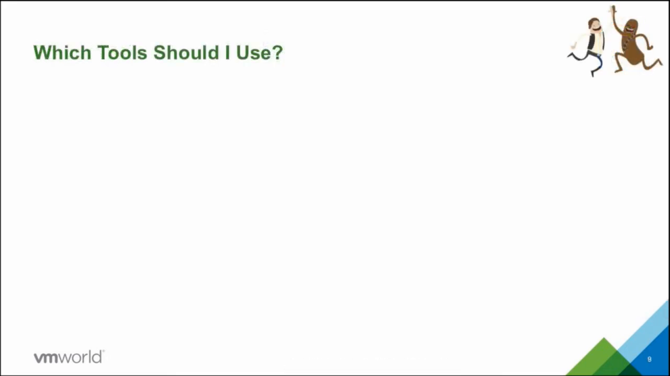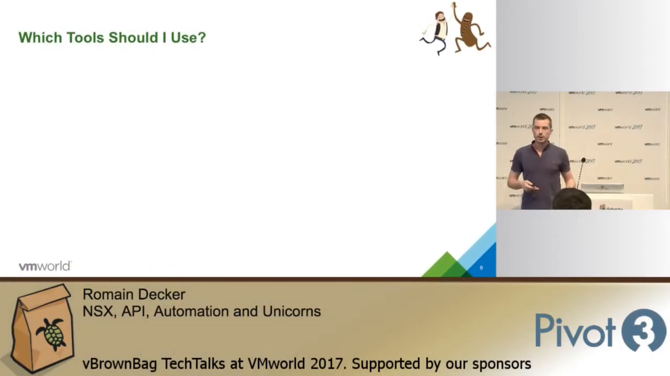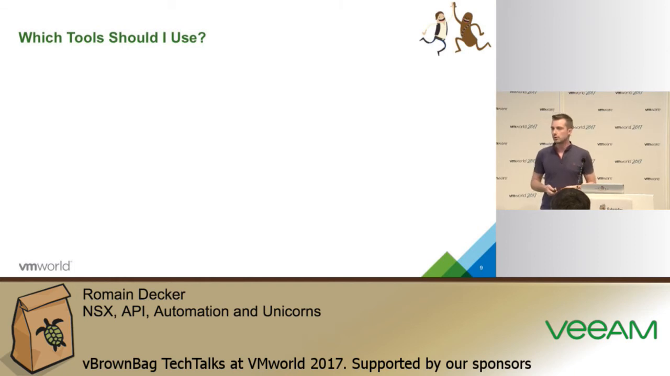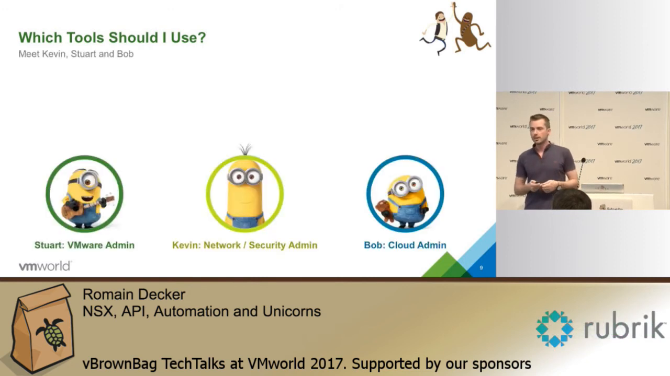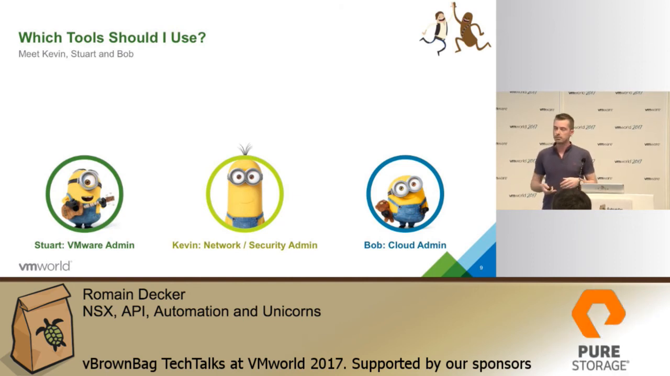And so we have all these tools. We have automation tools, cloud management platform, DevOps tools, and so on. So which tools do you need? Let me introduce you to my assistants: Kevin, Stuart, and Bob. They have different roles in my company. One is VMware admin, the other is cloud admin, I have a security and a network admin, and so on.